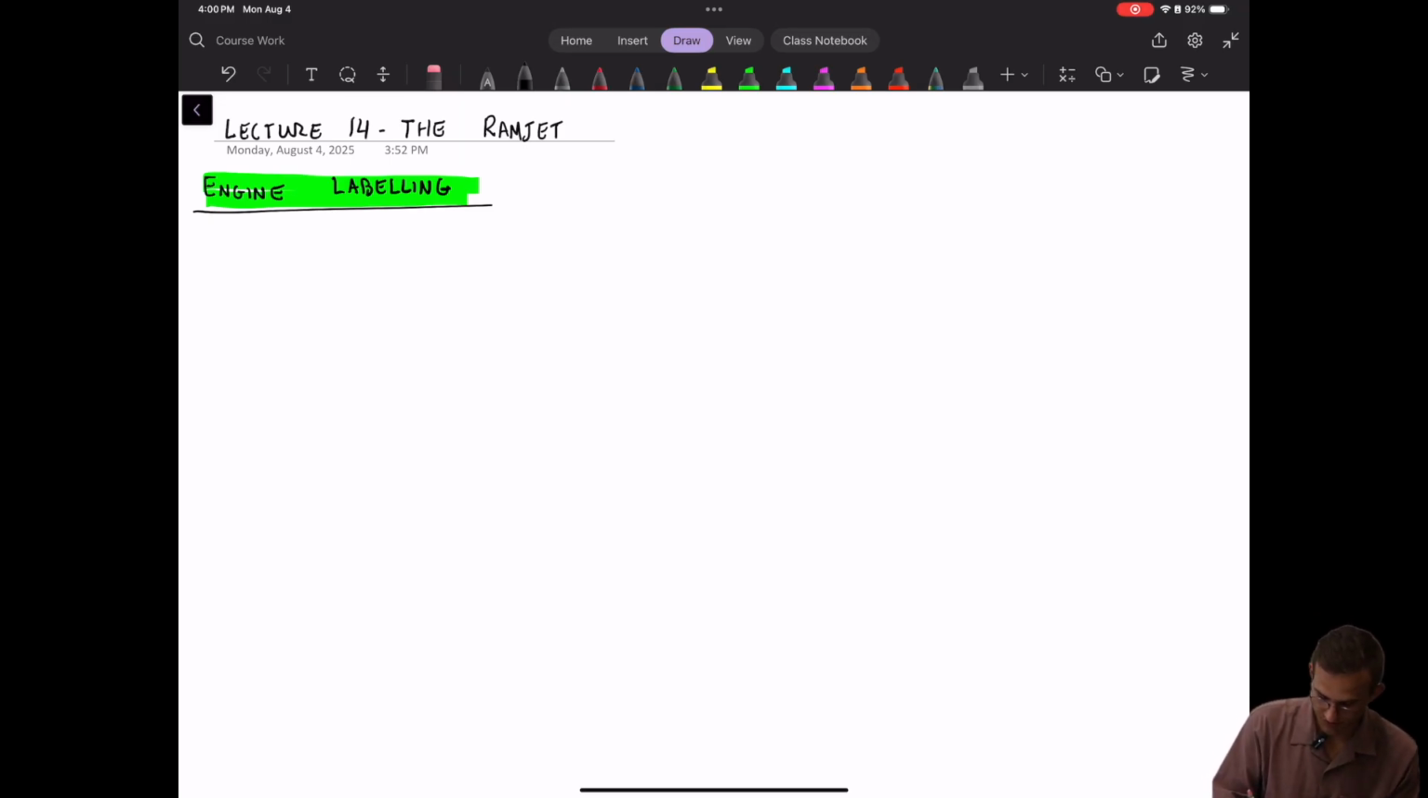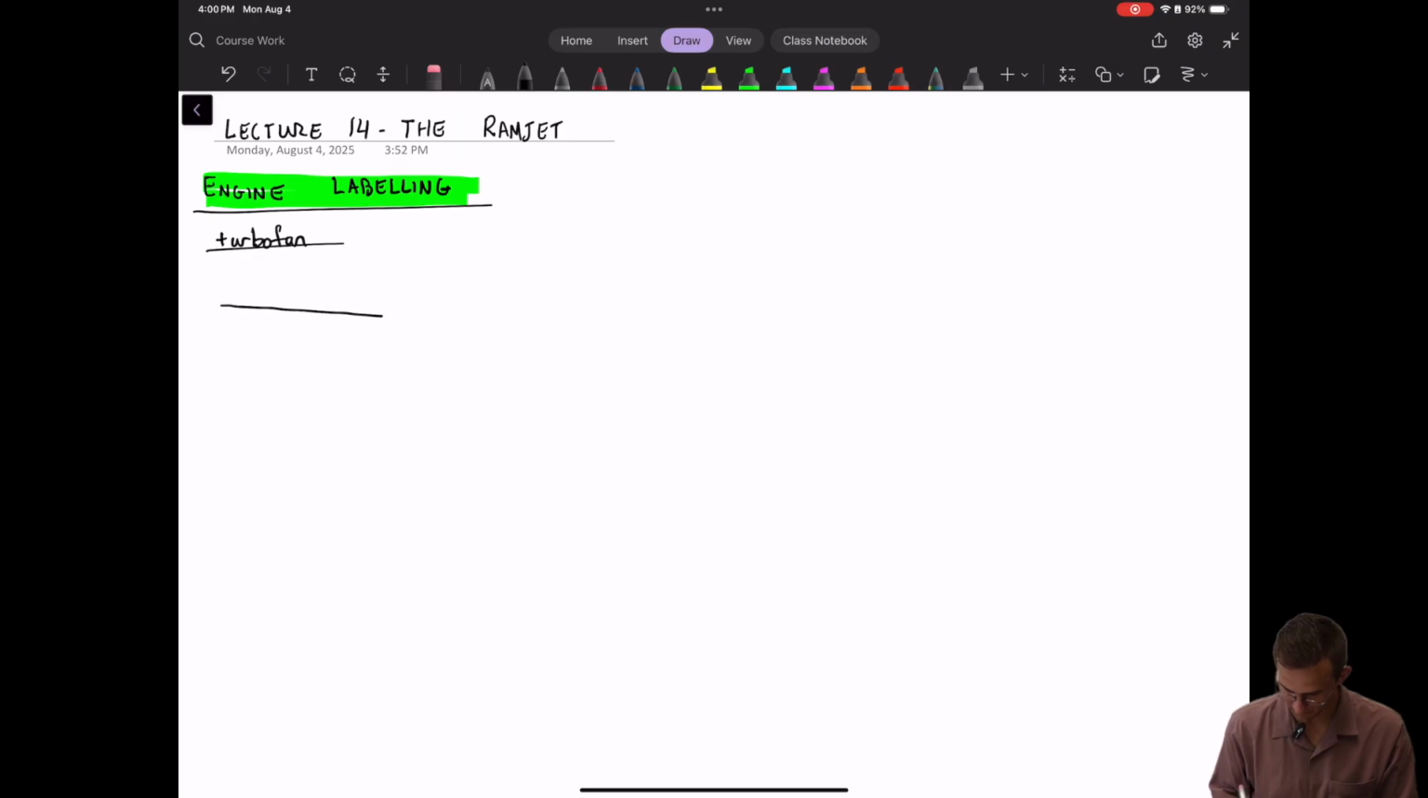So what I'm going to draw is actually the most complex engine that we will cover, which is called a turbofan. I'll label all the components of that device, and we will be able to go from there as we build up to the ramjet, which is our first propulsion system that we will analyze and is also the simplest version. So here's a diagram of a turbofan.